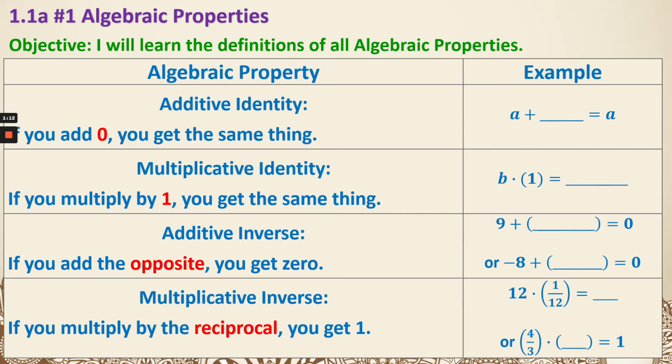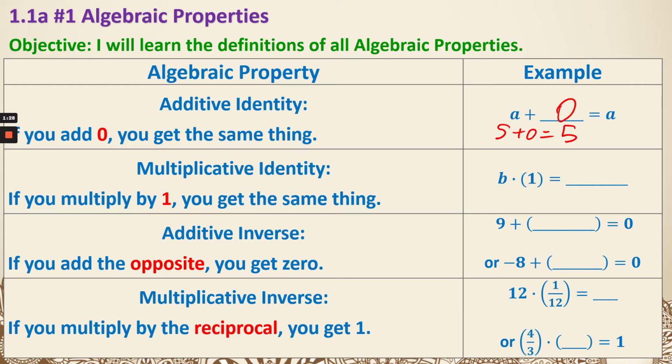First is additive identity. If you add 0, you get the same thing. Of course, for example, a plus 0, you get a. It just gets the same thing. A could be anything, like 5 plus 0, that's 5. Or negative 3 plus 0, that's negative 3. You get the same thing.